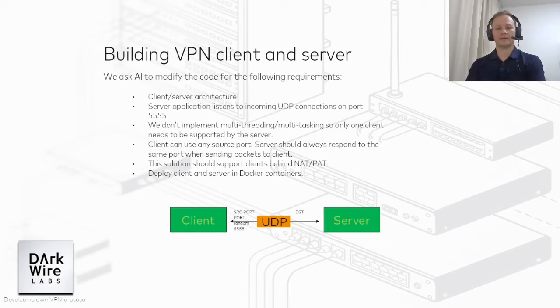If a client is behind the NAT, well, the NAT should not break this VPN tunnel because although the source address is changed, the protocol should still operate normally. So I have asked ChatGPT to modify the initial prototype program and to split it into client and server programs. So let me show what I've got.